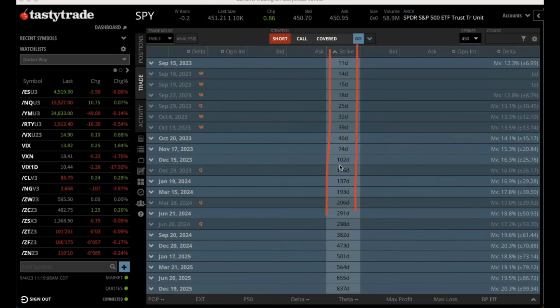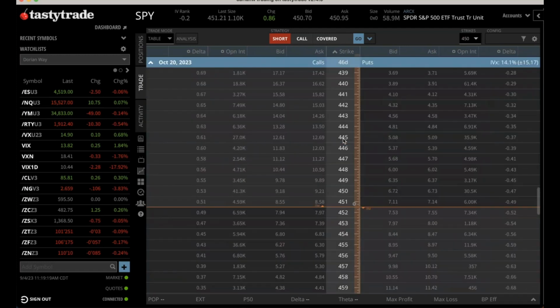You look down this middle area here, these are the days to expiration. So if you look here, you got October the 20th, 2023, that's 46 days from now. So we're going to look at this 46 days to expiration. And then when you open up an option chain, it looks like this. Calls are to the left and puts are to the right.